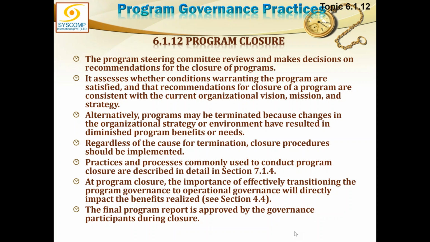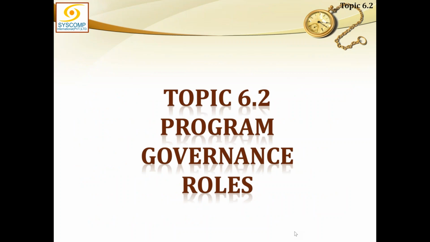Practices and processes commonly used to conduct program closure are described in the next chapter. We'll talk about it, and we have already talked about some of the benefits realized in section 4.4. At program closure, the importance of effectively transitioning the program governance to operational governance will directly impact the benefits realized. The final program report is approved by the governance participants during closure. So that brings us to the end of the governance practices. Any questions so far?